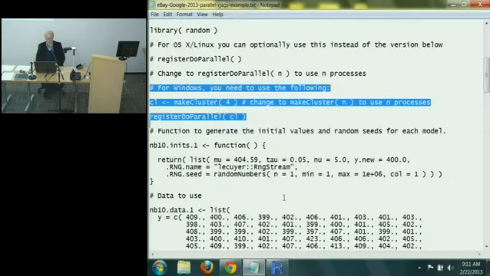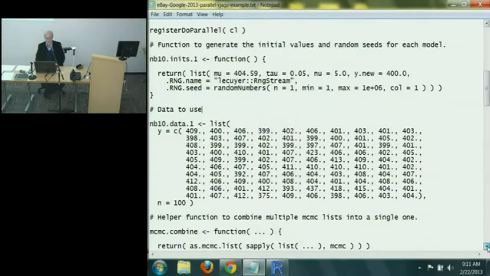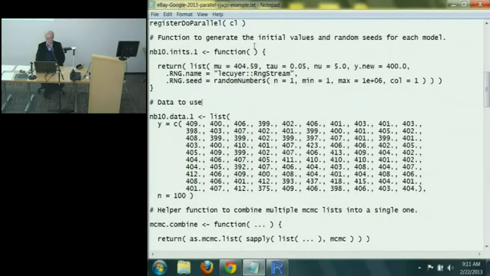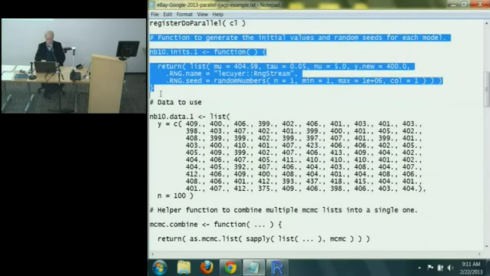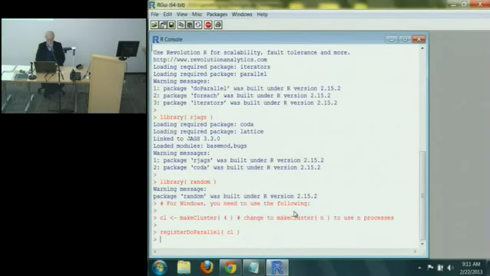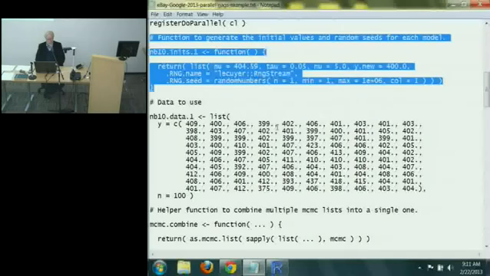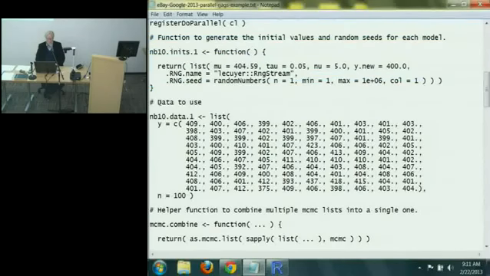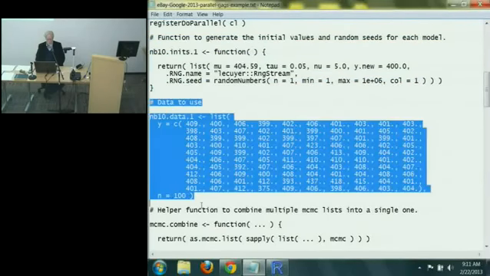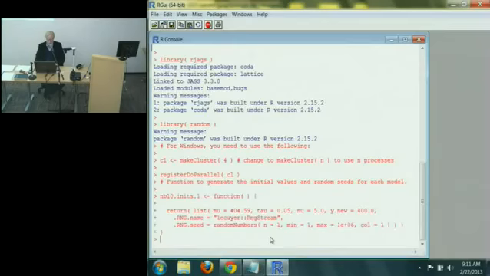And so now he creates a function to generate the initial values and random seeds for each model, which is similar to what I showed you before, except he has extra details about how to get random number seeds up and running. So I'll go ahead and run that function. And then this is exactly the stuff we used last time, exactly the same code for bringing in the data. So I'll bring that guy in as well.